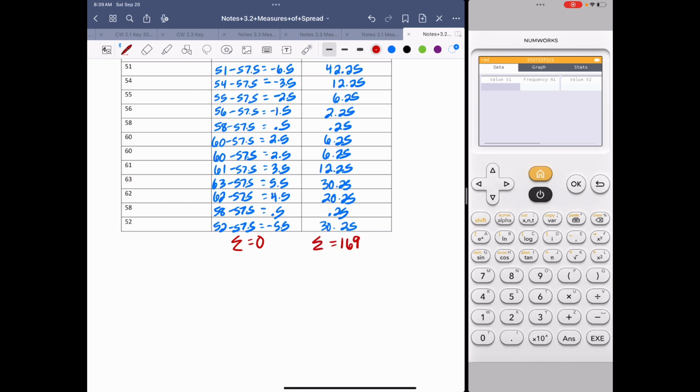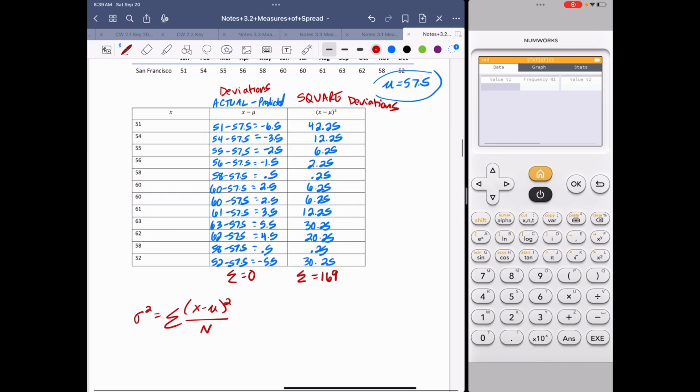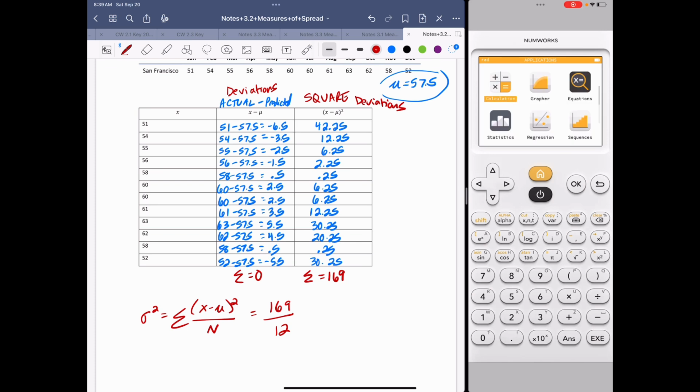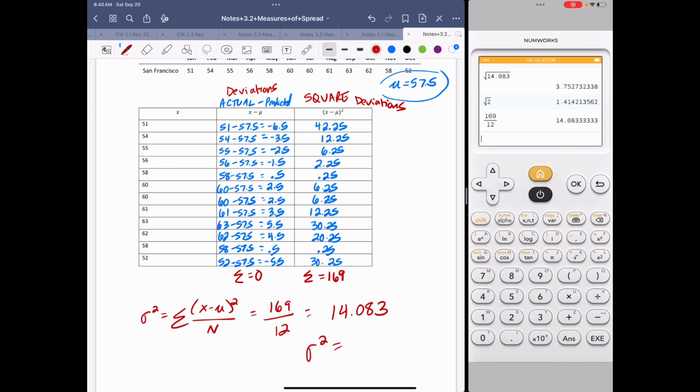Now, back to our formula. Here's our formula for variance. It's the sum of the quantity x minus mu squared divided by big N. And if you look at our table, we've already done that. We've done the sum of x minus mu squared, we got 169. And I'm going to divide it by 12 months in the year. So I'm going to do 169 divided by 12. And I'm going to do 3 decimals, 14.083. So my variance is 14.083.